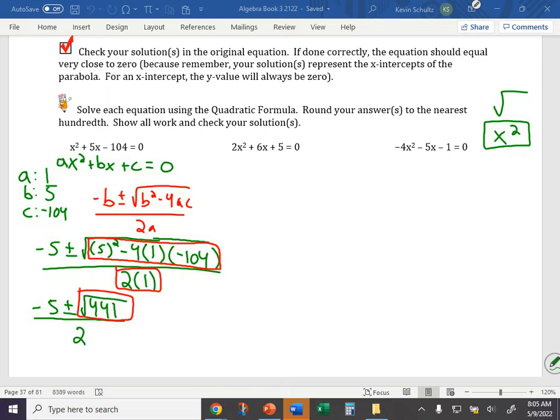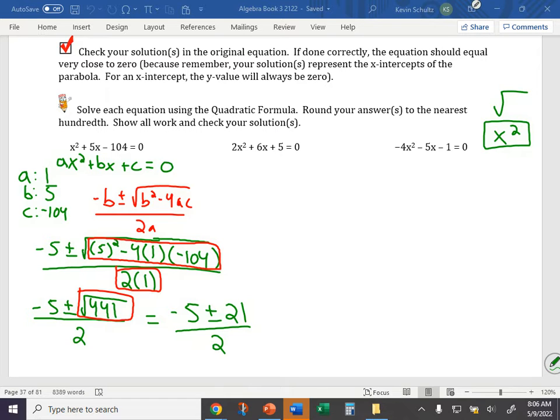The root of 441 is 21. So our next line, our next piece of this is going to be -5 plus or minus 21, all divided by 2. Okay? So first, we did the discriminant. We multiplied 2 times a. That was easy enough. Then we took the square root of, in this case, 441, and we're now left with -5 plus or minus 21, all divided by 2. Questions on how we got to where we are?